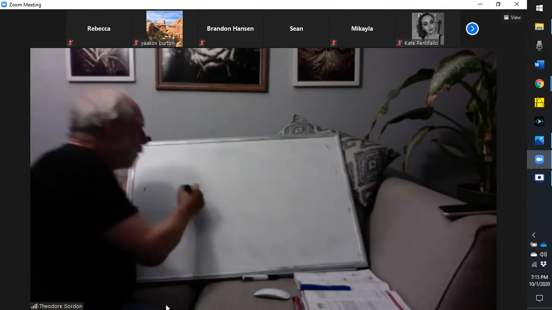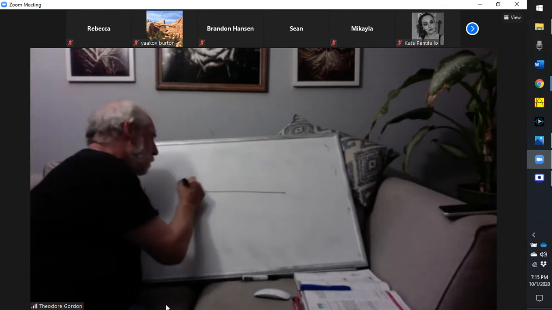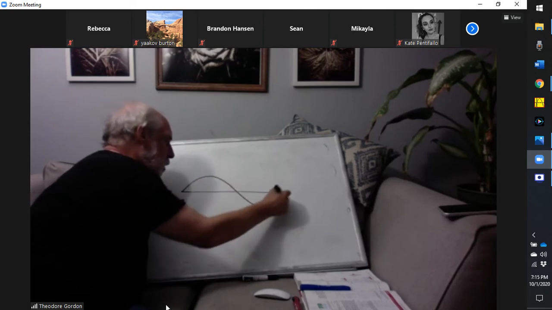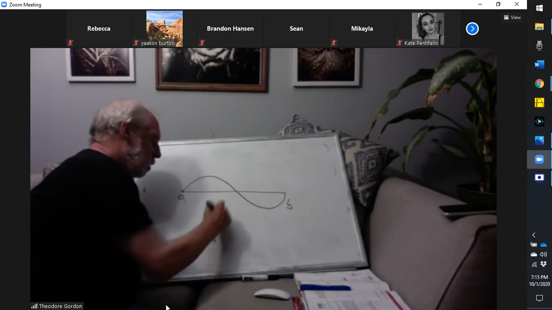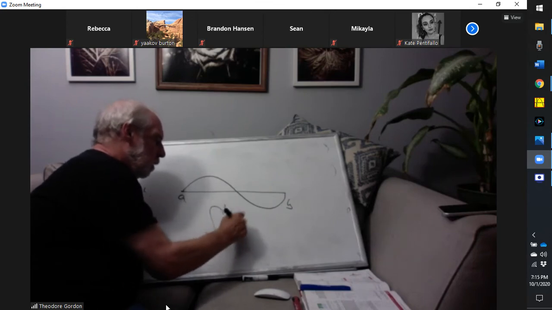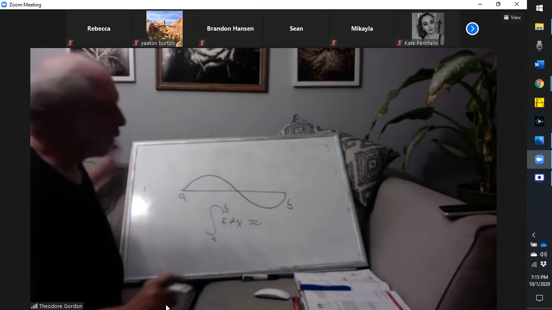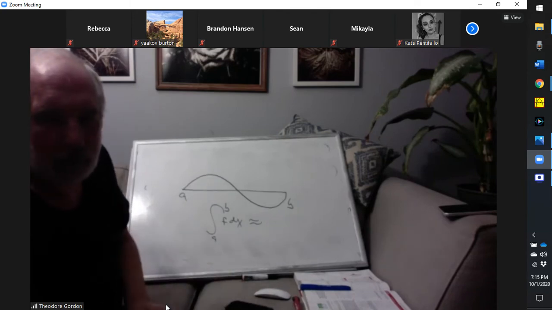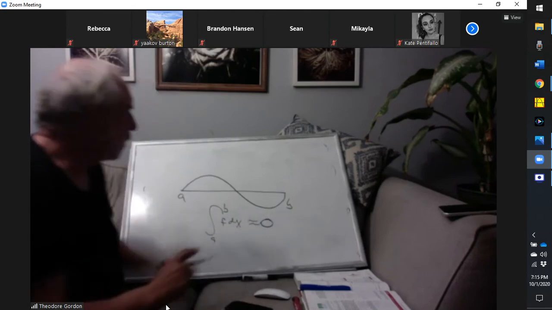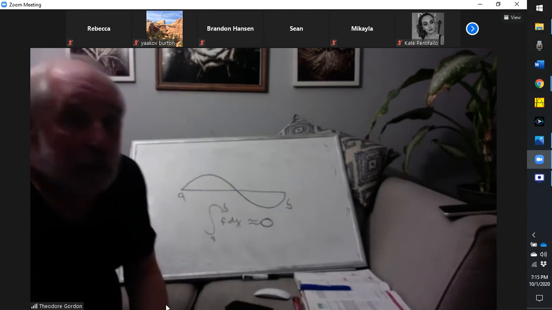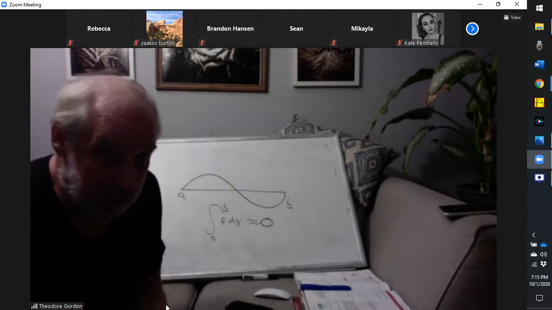If we were to integrate this, our answer is going to be pretty close to what? 0. The answer is going to be pretty close to 0. These look to be about the same, and that could be the right answer.